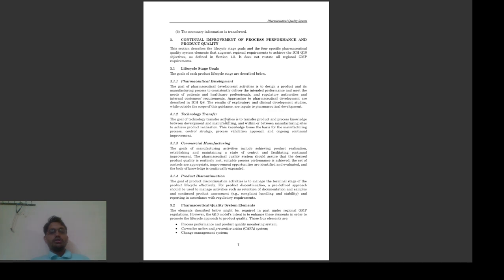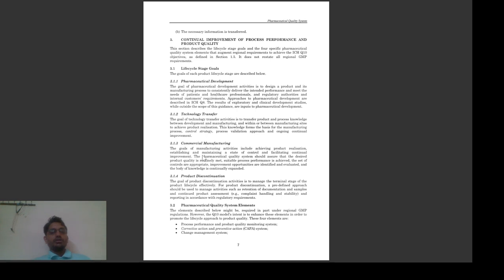Technology transfer is a process. When a process is developed in R&D, the manufacturing process is transferred to the site. It covers the control strategy, the basic parameters required for optimal process manufacturing, then the process validation approach, then continual improvement during the life cycle of the product.